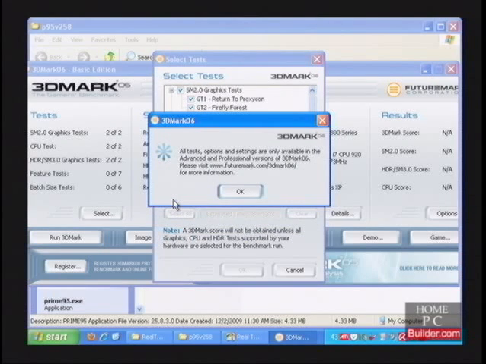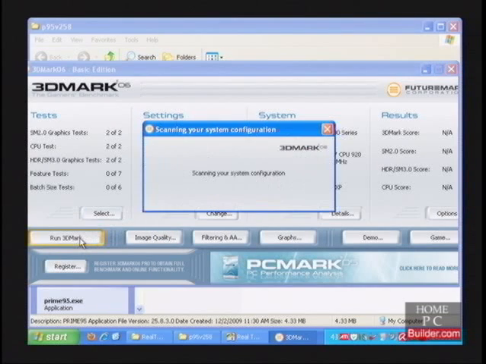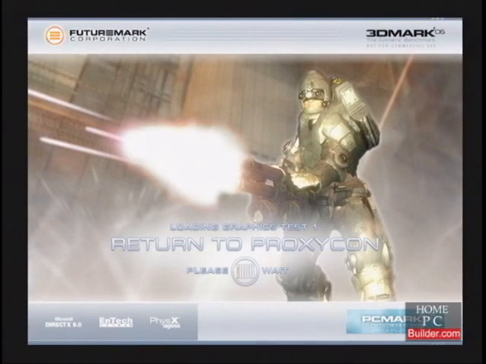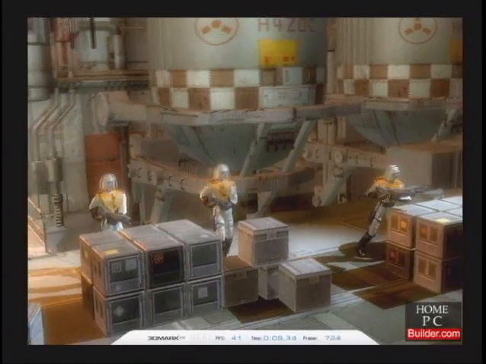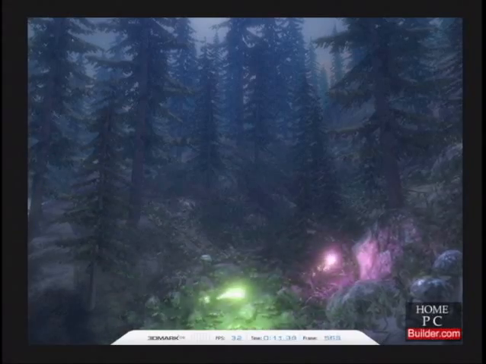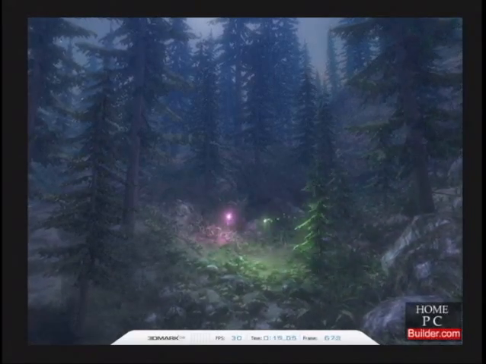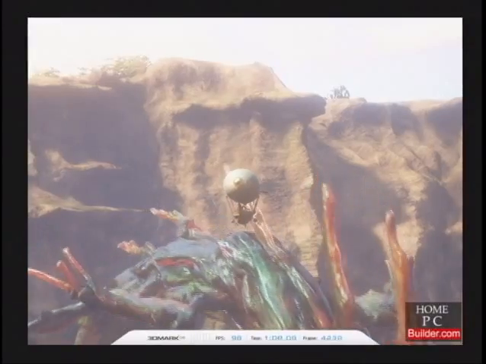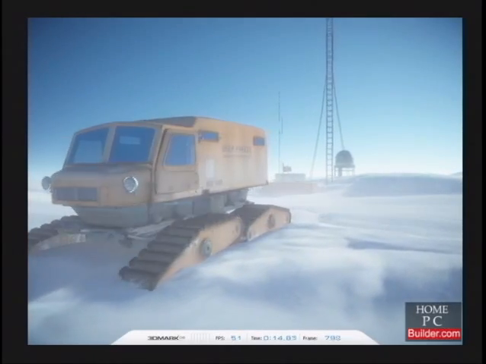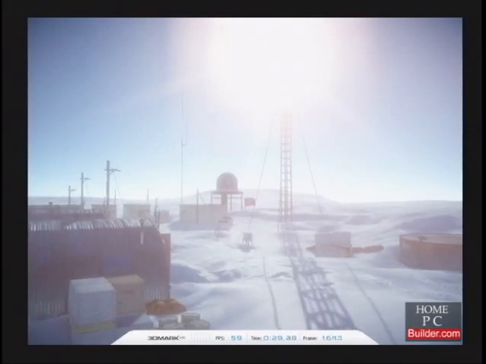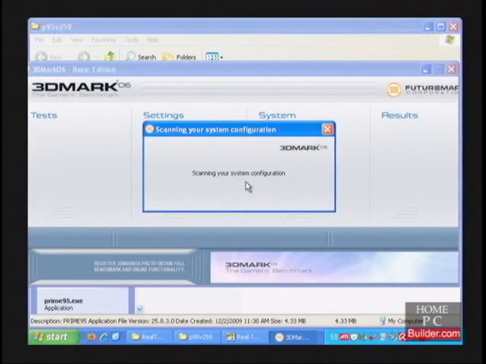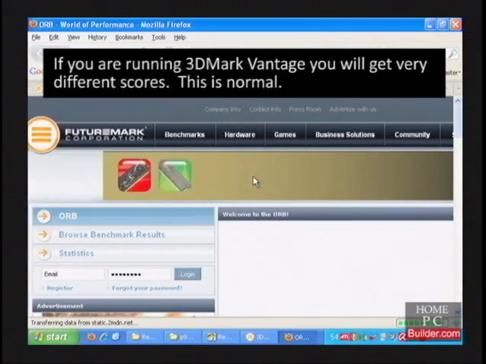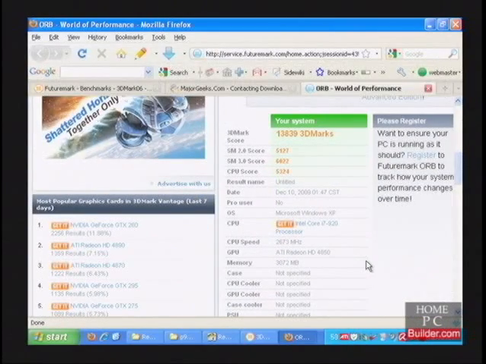The free versions of 3DMark 06 and Vantage don't allow you to select only the CPU tests. So I'll run the standard benchmark. This tests the video card as well. In 3DMark 06, this CPU score, with the stock settings, is 5,324.